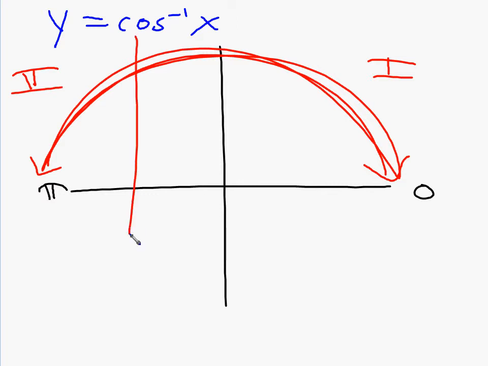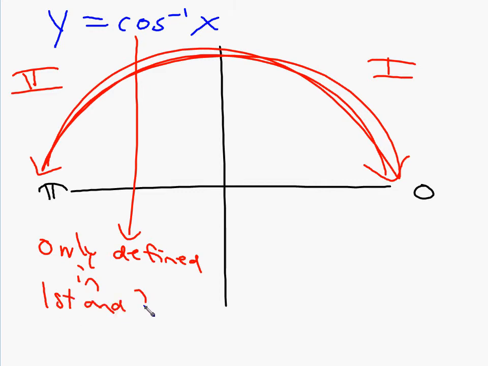Inverse cosine is only defined in the first and second quadrants. Okay?